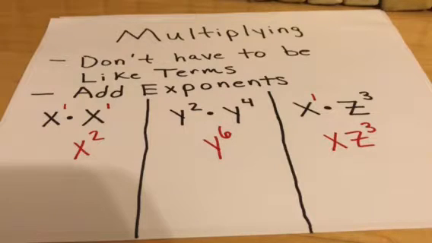So that's the difference between adding and multiplying. In a nutshell, adding requires like terms, multiplying doesn't require like terms. You just add the exponents together. Alright? So I hope that helps out a lot of people.